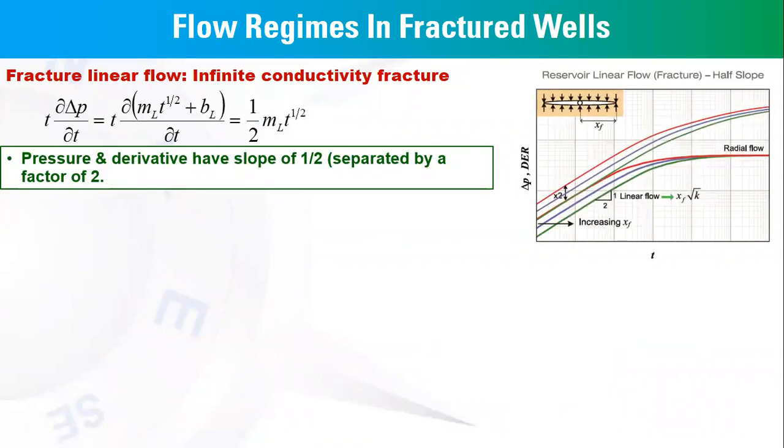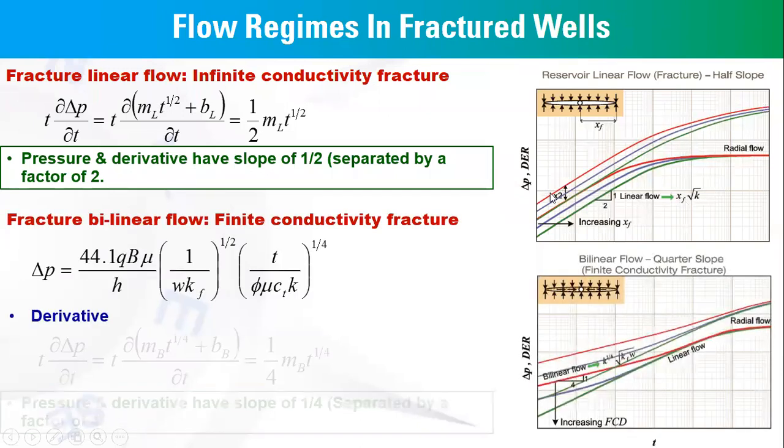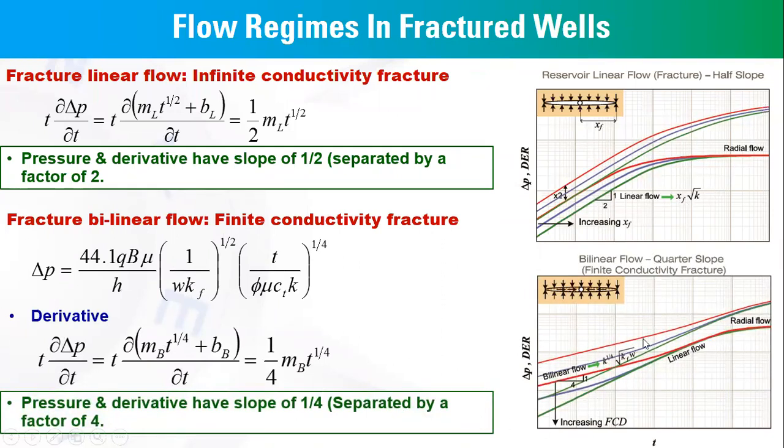So we have two examples of the fracture as well. As you can see, for the fracture linear flow, we have this model. In this case, the pressure difference, this one, and the pressure derivative will have a half slope straight line, as you can see, because as defined right here, the pressure derivative will be a function of half times this variable, or this product. So this is the typical behavior of the fracture linear flow on the log-log plot. While for the fracture bilinear flow, as you can see, the pressure difference and the pressure derivative will have a 1/4 slope straight line, because the pressure derivative in this case, we have this parameter 1/4 times this variable.